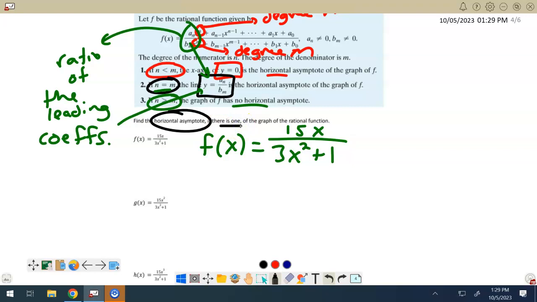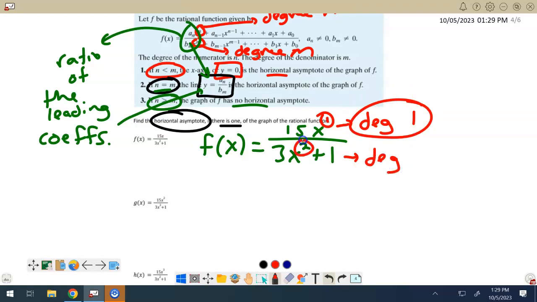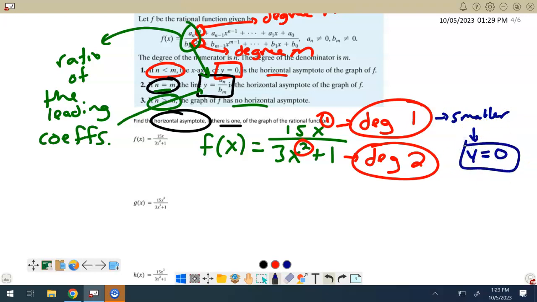To determine the horizontal asymptote, we want to look at the degree of the polynomial on top and the degree of the polynomial in the denominator. The degree of the polynomial in the numerator is 1, because the highest power of x is x to the first power. The degree for the denominator is 2, because that's the highest power of x there. Since the degree on top is smaller than the degree on the bottom, the horizontal asymptote is y equals 0.